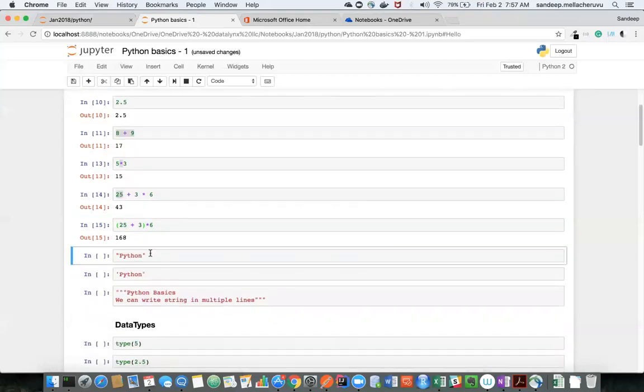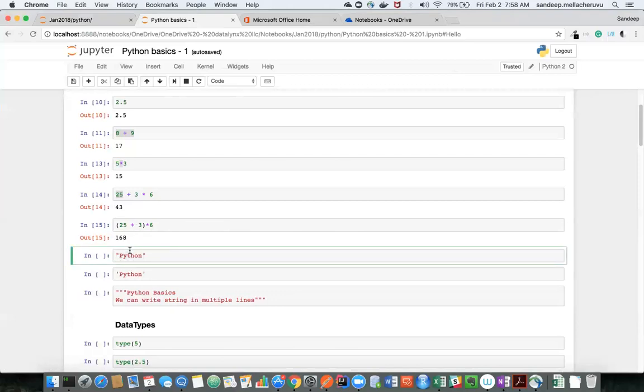Now the final thing in the literals is string literals. Actually, you can use strings in different ways. When I say string, it is nothing but a sequence of characters. It's not a number. It's something like a text. You can use either double quotes or single quotes to enclose the literal.